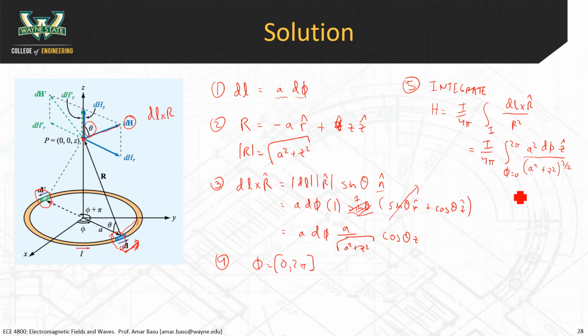And when you do this integral, the only thing that you really have to integrate is this dφ. All these are not a function of φ at all. So all you have to integrate here is the dφ, and you end up getting a 2π term there. So the final answer is I over 2, a squared plus z squared to the power of 3/2.